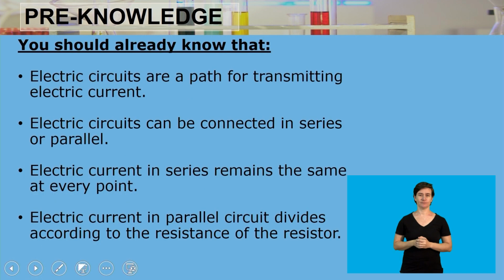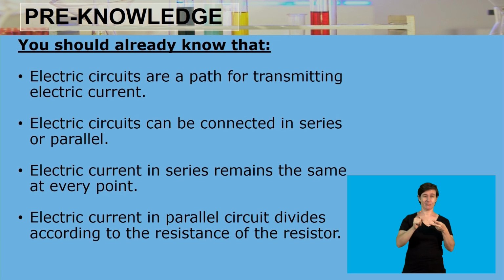These are the things that you already know about electricity and cells in general. We already know that electric circuits are a path for transmitting electric current. We already know that electric circuits can be connected in either series or parallel. And we know that electric current in series remains the same at every point. So at whichever point we're measuring the electric current, if the circuit is connected in series, it is always going to remain the same.